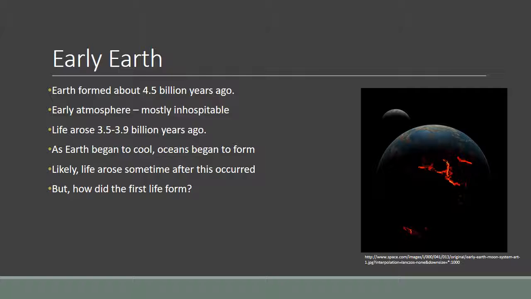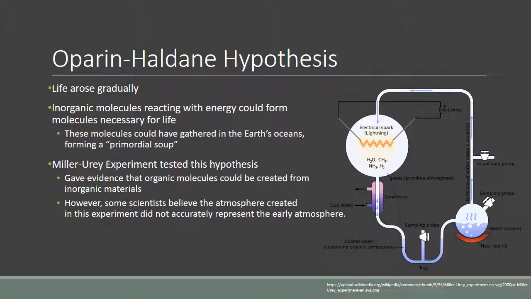So life arose about 3.5 to 3.9 billion years ago. This was estimated from fossil evidence, and around this time the Earth was beginning to cool and the water vapor in the air was condensing and forming the oceans. So, sometime after this, life was first created. But how? Well, there are several theories.